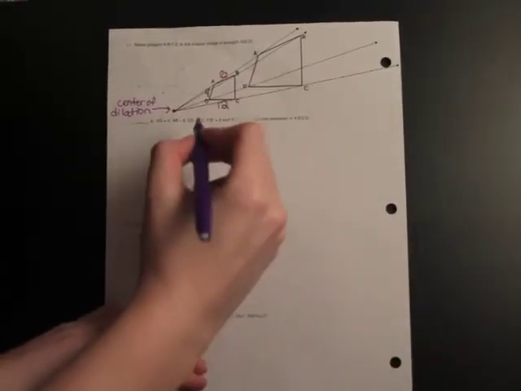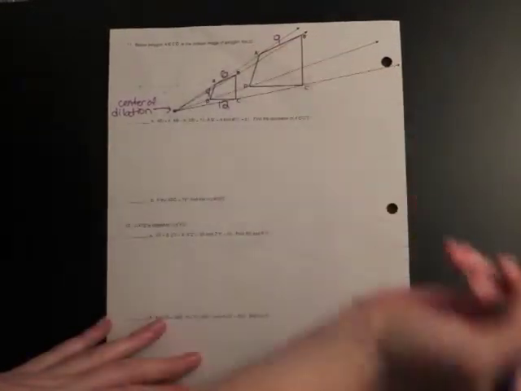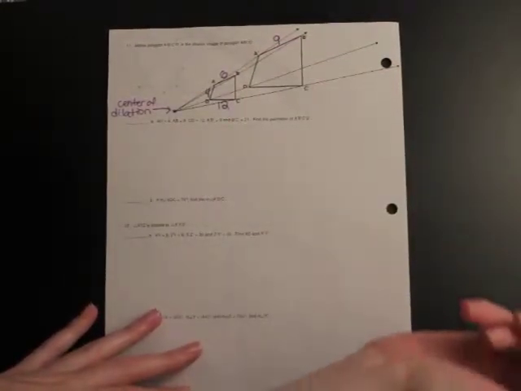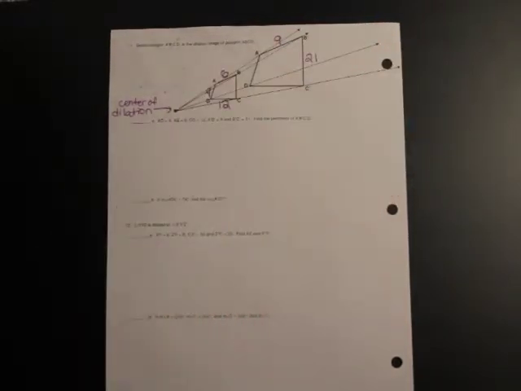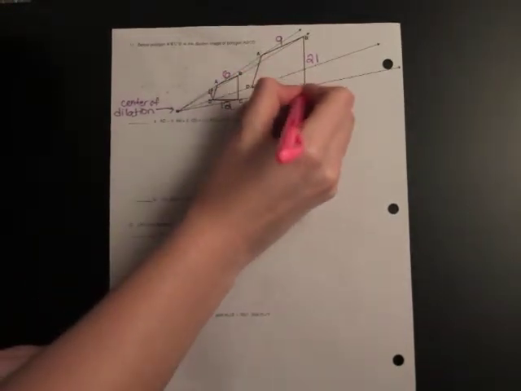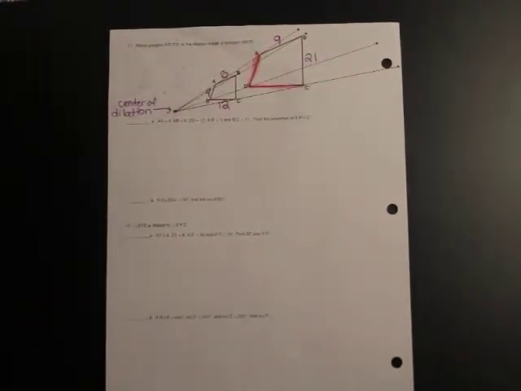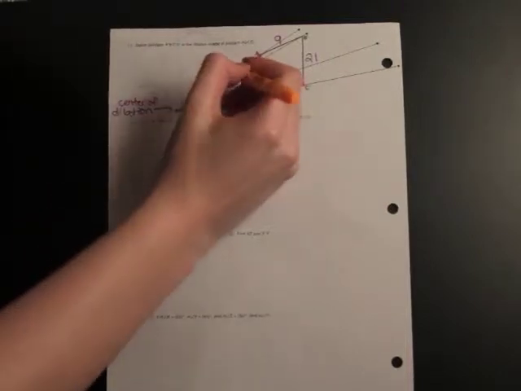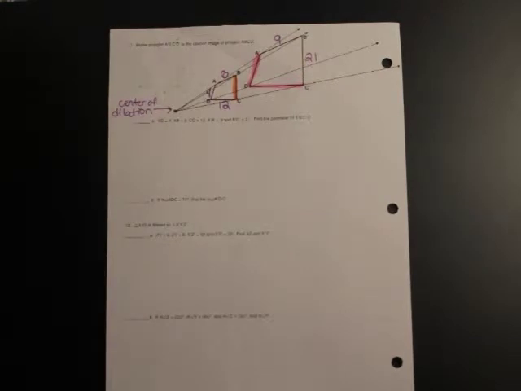Then it tells us A prime, B prime is 9, and B prime, C prime is 21. It wants us to find the perimeter of A prime, B prime, C prime, D prime. So we're going to need to know these two missing sides. And then just for fun, when we're done finding those, we're going to go ahead and find this BC side as well. Okay?